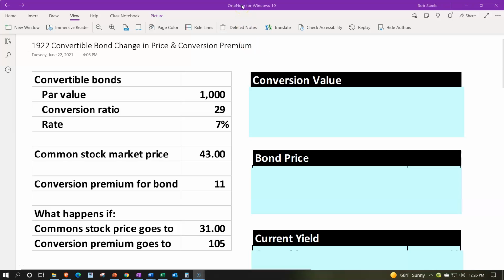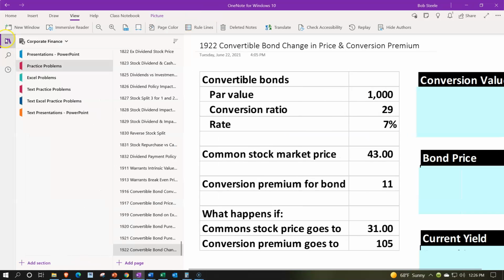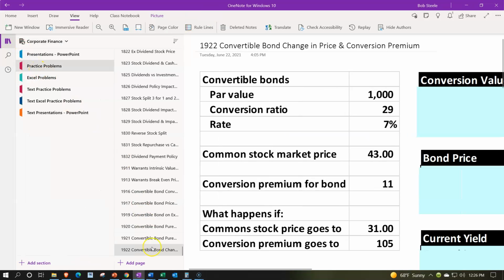If you have access to OneNote and would like to follow along, you're not required to, but if you would like to, we're in the icon on the left-hand side, the Practice Problems tab, down in the 1922 Convertible Bond Change in Price and Conversion Premium tab. Also note, when using OneNote, look at the Immersive Reader tool. Our presentations will also be down in the text area with the same name, same number, but with transcripts. Transcripts can be translated into multiple different languages and either listened to or read in them.